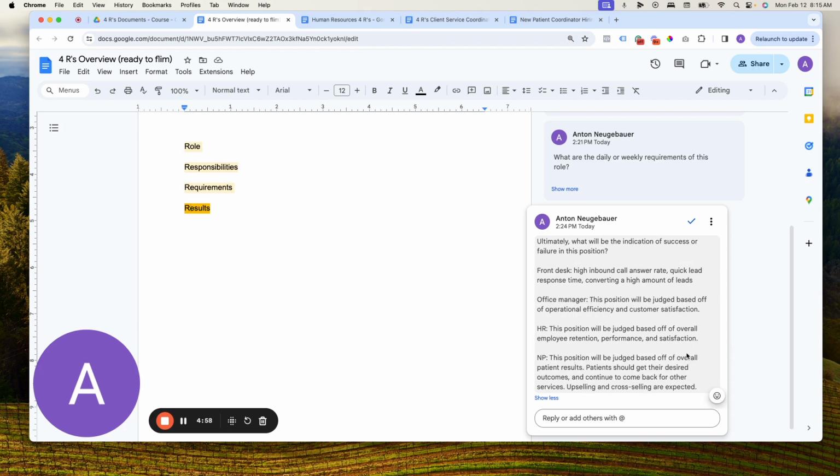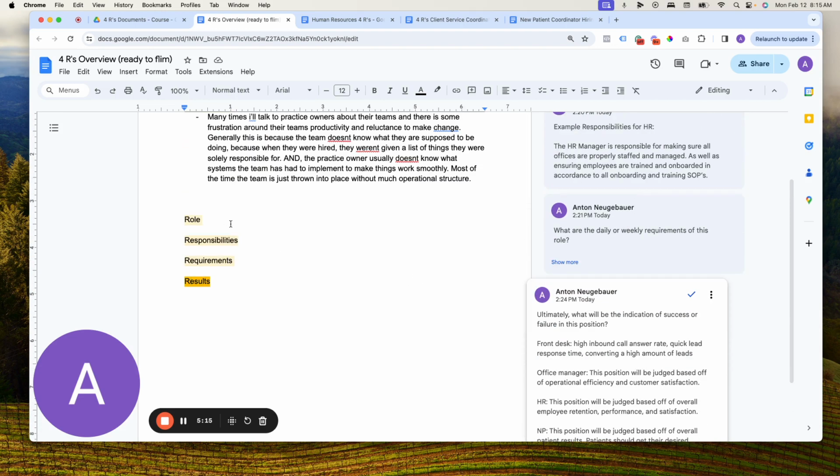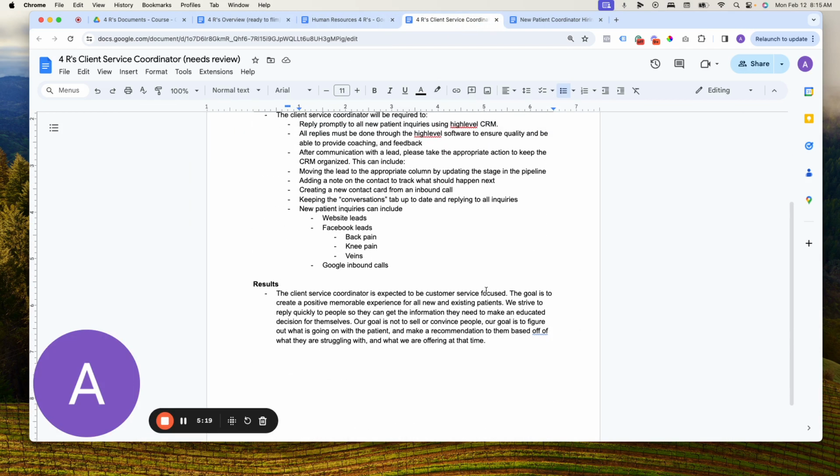HR: this position will be judged based off overall employee retention, performance, and satisfaction. Nurse practitioner: this position will be judged based off of overall patient results. Patients should get their desired outcomes and continue to come back for other services. Upselling and cross-selling are expected. So I'm a big fan of these 4R docs just to keep things simple. I'll give you these two here just to have.